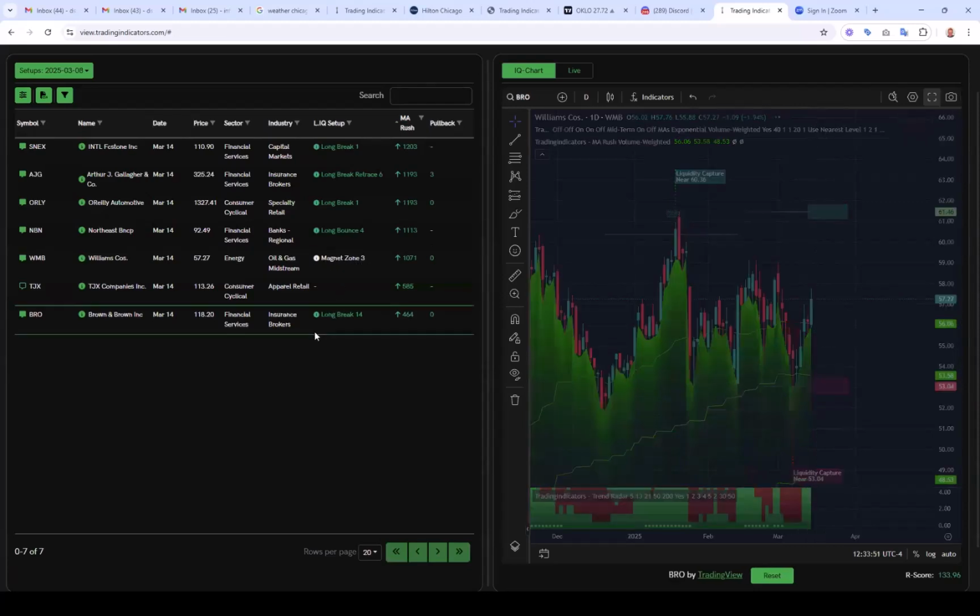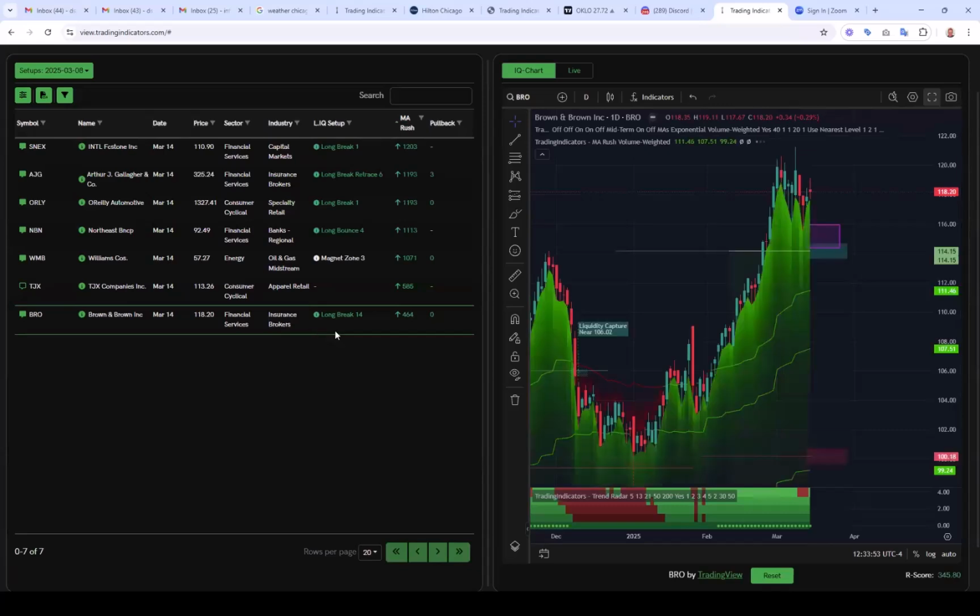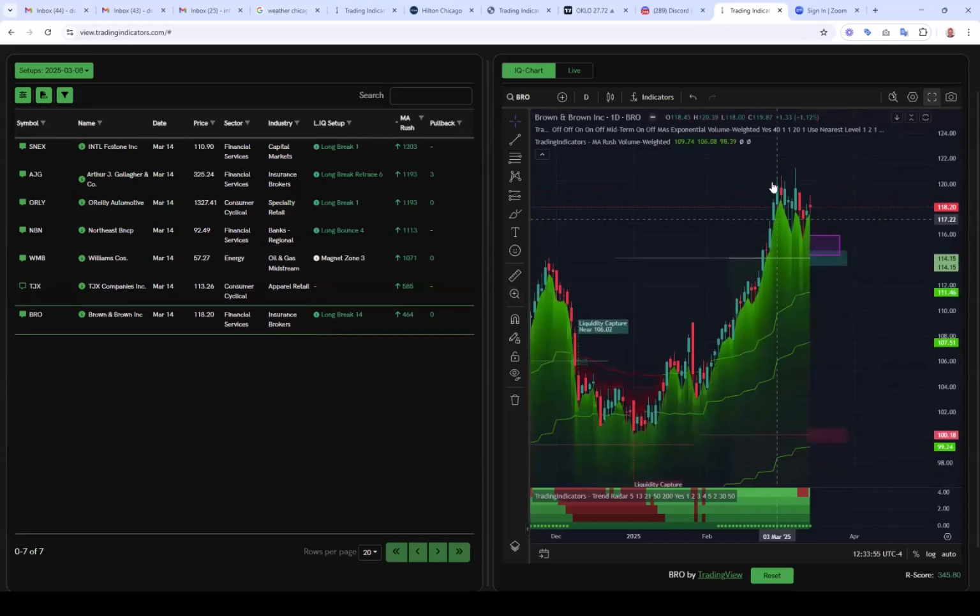And one more, Brown and Brown Inc. So here also we had our correction down to our entry area with this candle. We made it down there and we saw the bounce happening as well. So yeah, I'm pretty happy with that. This all looks promising, I should say. So hopefully this week we can find similar setups as well. Okay, so let's move on.